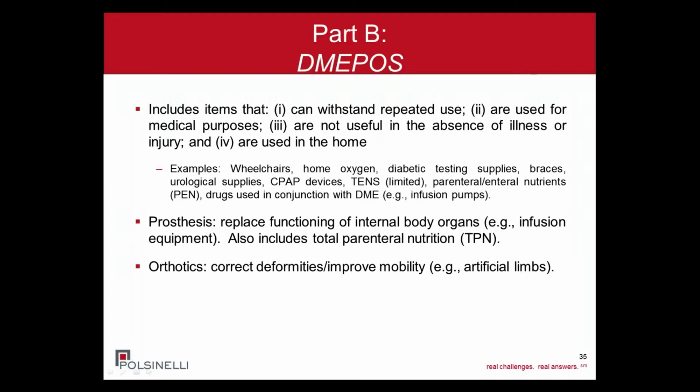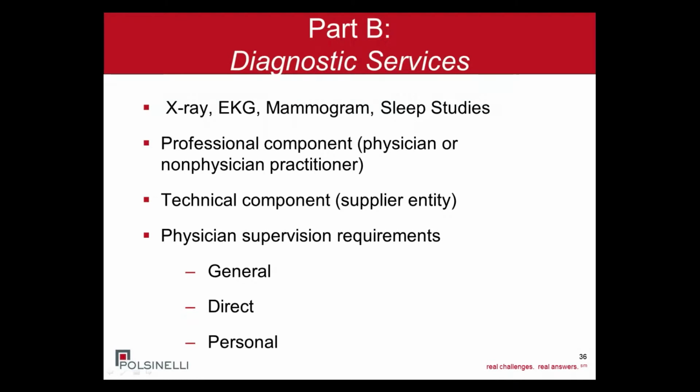The key coverage criteria for DME is that they have to be used in the home. So when an item is covered as DME and under the DME benefit category, it's when a patient is at home. That might follow a hospital discharge, for example, where a patient has a hip replacement surgery and then they need medical equipment to rehab at home or need a wheelchair to be mobile at home. That's when the DME benefit comes into play.